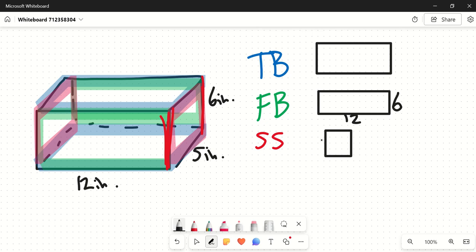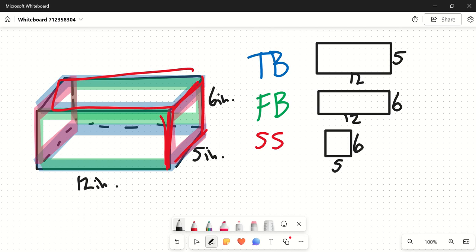What about top and bottom? What are the measurements for the top and the bottom? 12 and 5, because this is 5 inches here, so this one will be 5 inches. So again, top and bottom. And then the sides are what by what? 5 by 6. I multiply each one to find the area of each one.